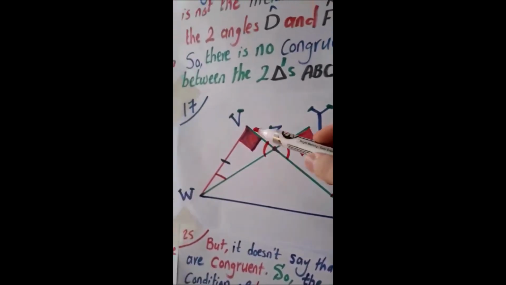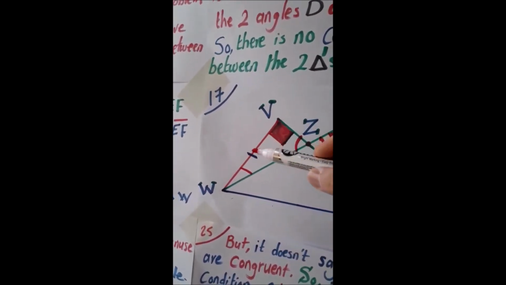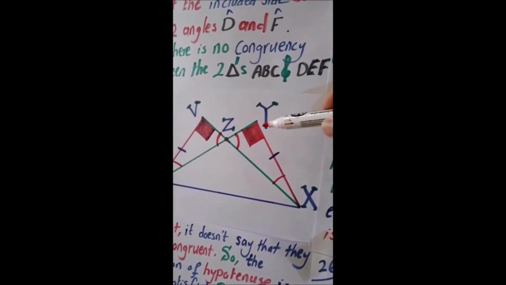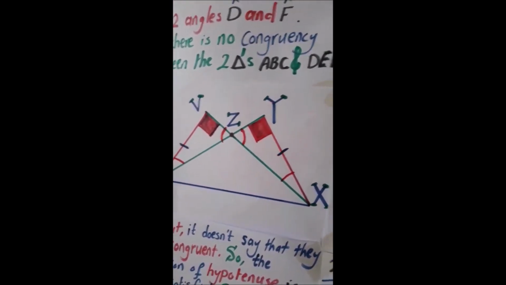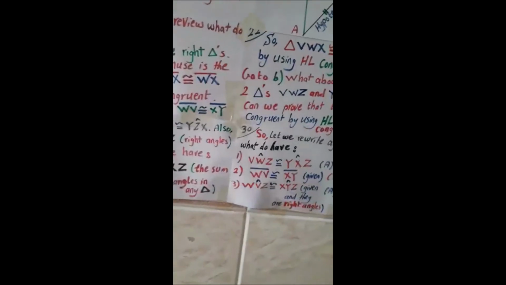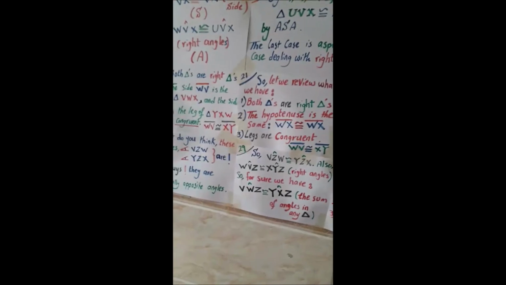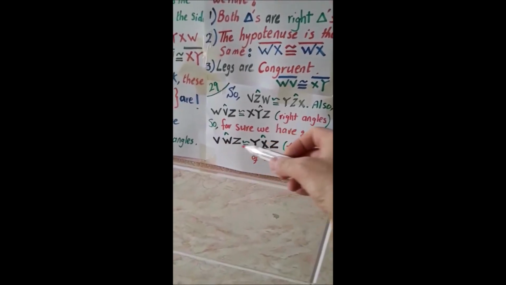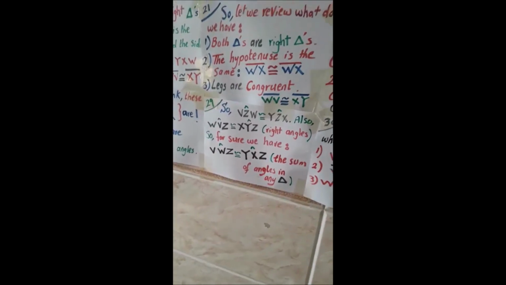So this gives us the right to say that we are right. The side VW or WV is the included side between these two angles. And again, excellent, guys, the side YX or XY is the included side between this angle and this angle. So guys, we proved that these two triangles are what? Congruent. So for sure, we said a minute ago that VWZ and YXZ are congruent because of the fact of the sum of the angles of any triangle. It means these two angles, this one and this one.